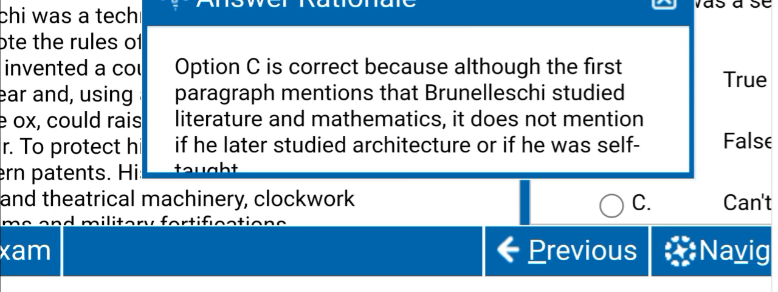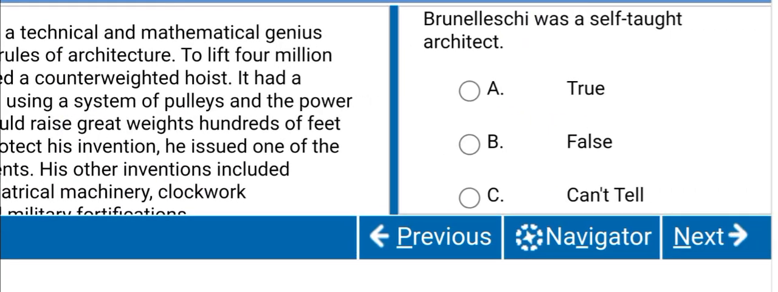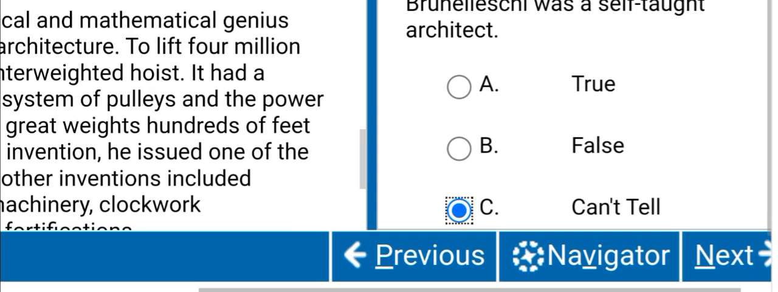It is correct because although the first paragraph mentions that Brunelleschi studied literature and mathematics, it does not mention if he later studied architecture or if he was self-taught. So there is no statement about this, so that's why we can't tell whether he was a self-taught architect or not. So option C is the correct option.